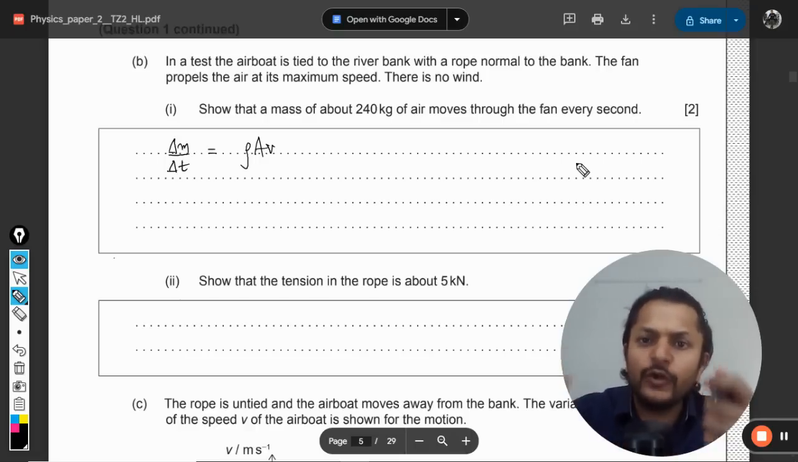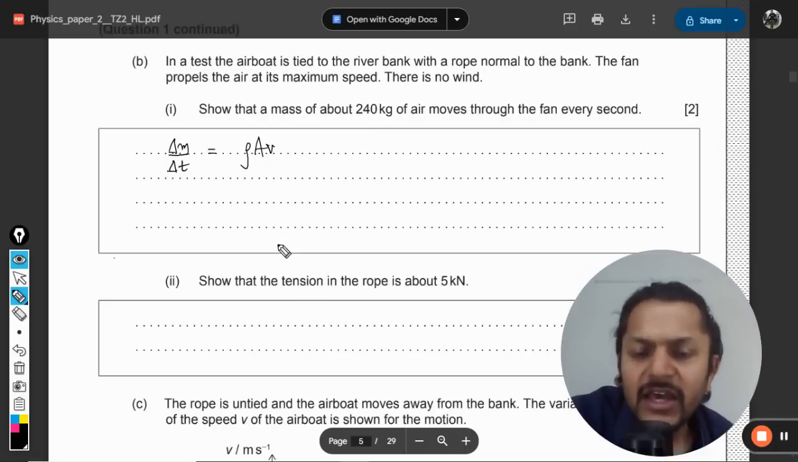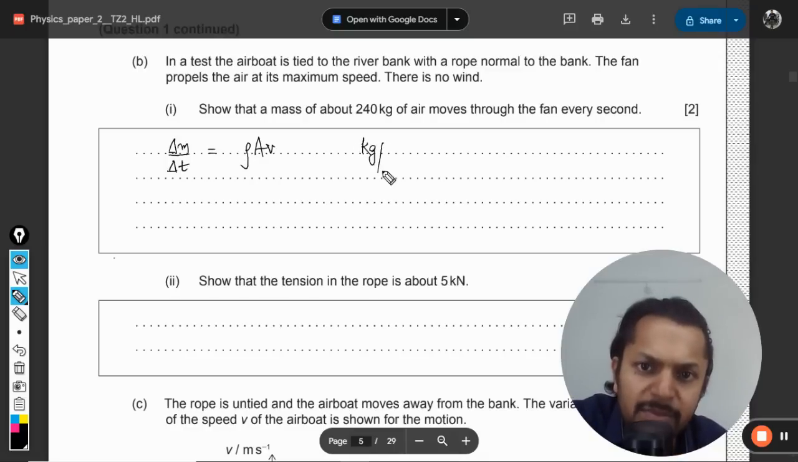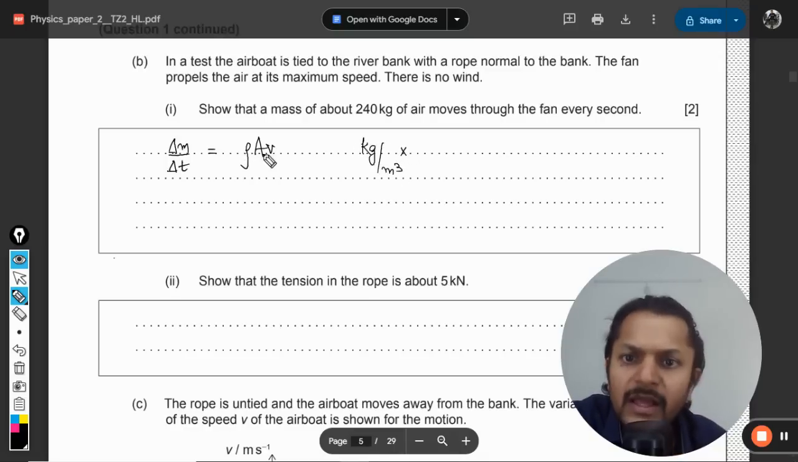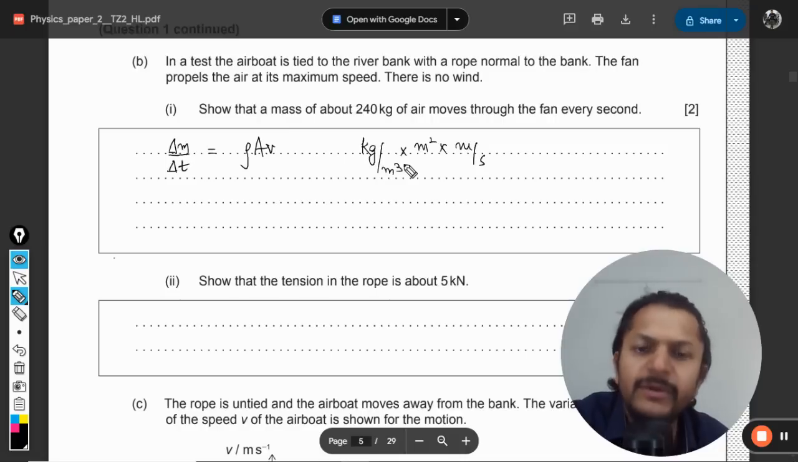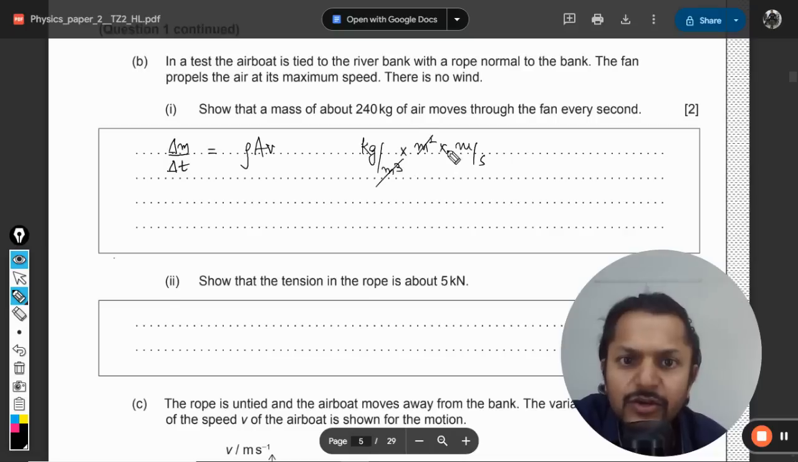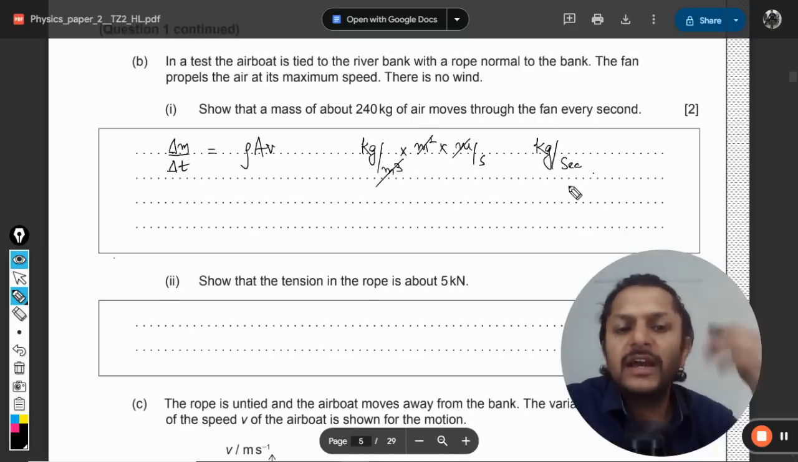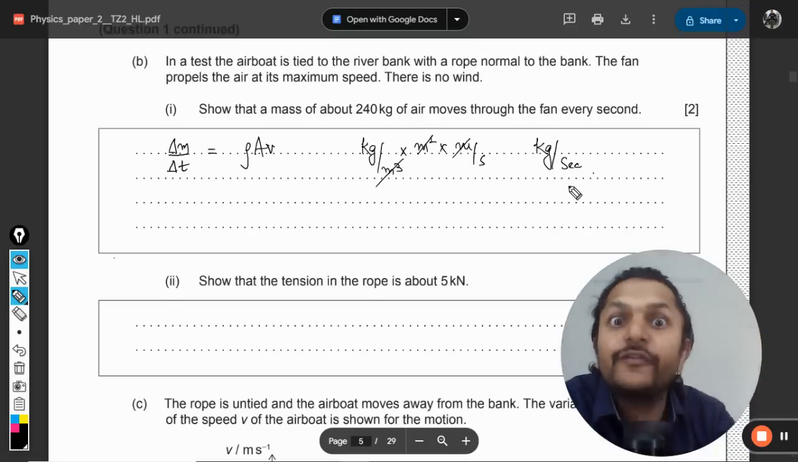So the rate of flow of mass is given by rho A v. You can clearly see rho is the density, the unit is kg per meter cube. Area is meter square, and the velocity is given in meter per second. So everything gets cancelled out, and overall the unit becomes kg per second, which is the rate of flow of mass.